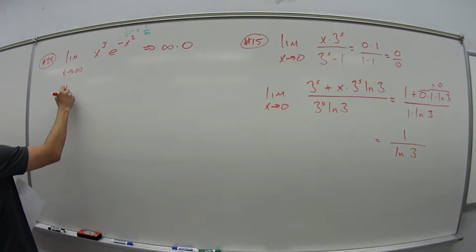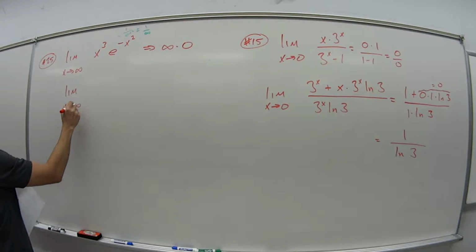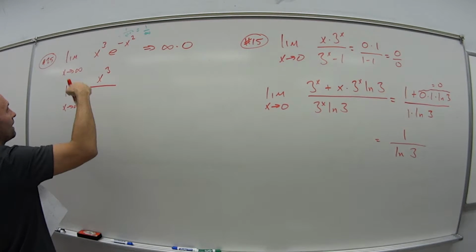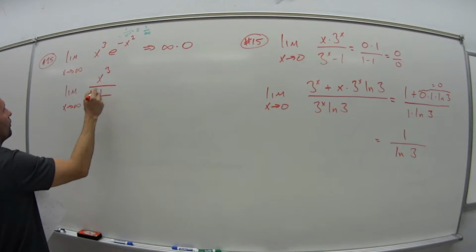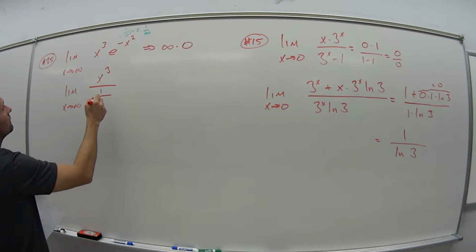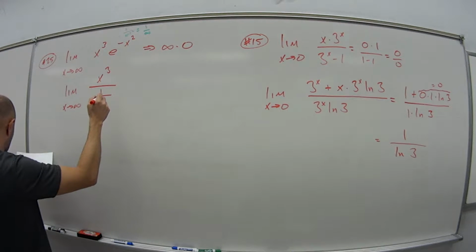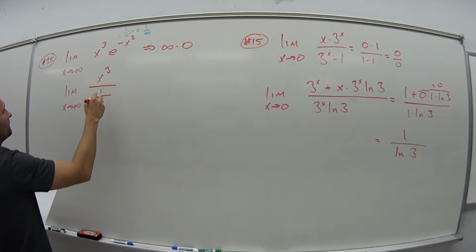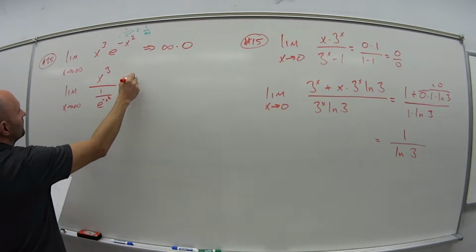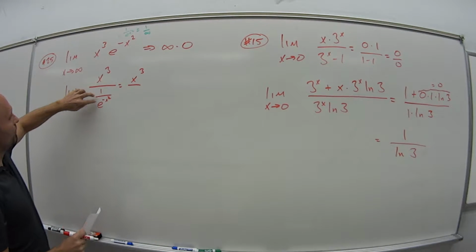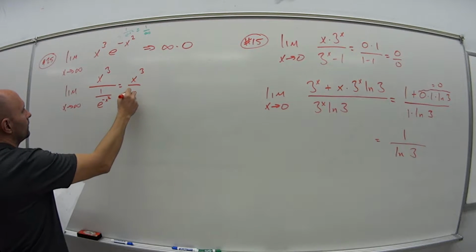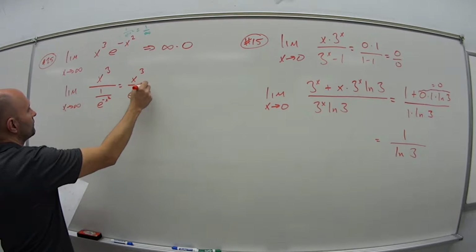So I'm going to rewrite this guy as what? Limit as x approaches infinity, leave the x to the third in the numerator, bring this guy to the denominator, but I have to put it in its reciprocal, right? 1 over e to the minus x squared. So I can rewrite this as well, right? If I want to get rid of that negative exponent, I can just bring that to the numerator here. So this is e to the positive x squared.